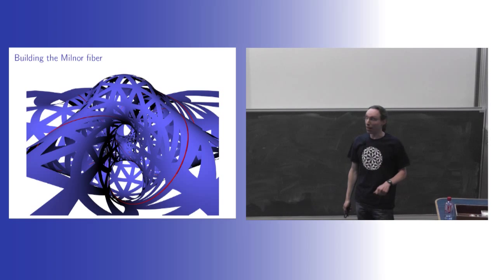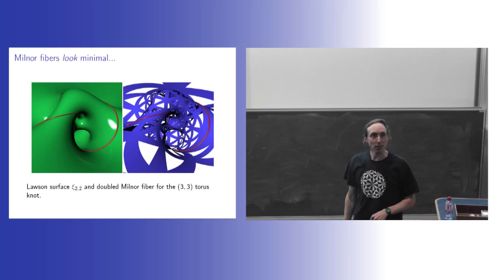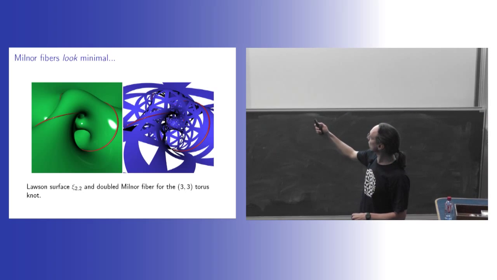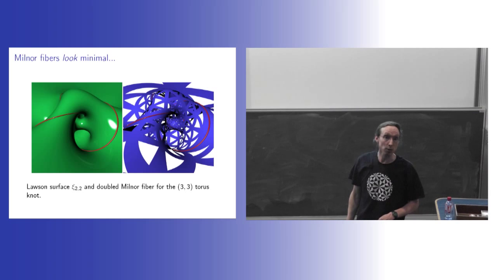So this looks an awful lot like Lawson's surface, doesn't it? The doubled Ciphered surface, there it is. It's got this monkey saddle here. It's got these lobes. It's got this stuff going off to infinity. There's the Lawson surface I showed you. It's got this monkey saddle here. It's got this lobe going off to infinity. They look the same. They really do.